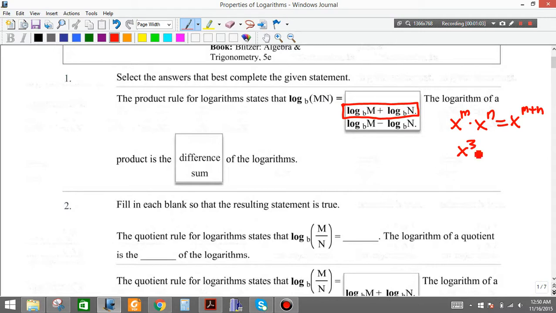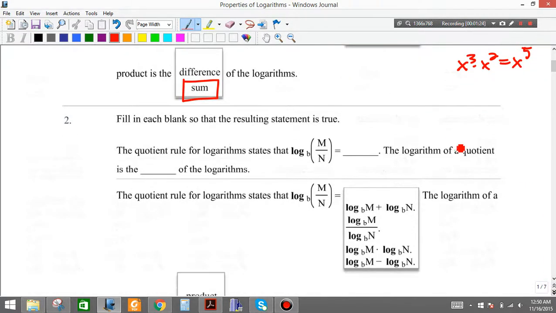So remember, x to the third times x to the second is x to the fifth. So when two powers interact through multiplication of the same base, you add the powers, and this is just a restatement of that. The logarithm of a product is the sum of the logarithms.